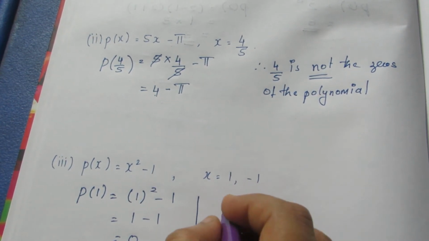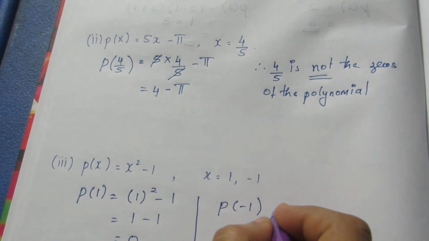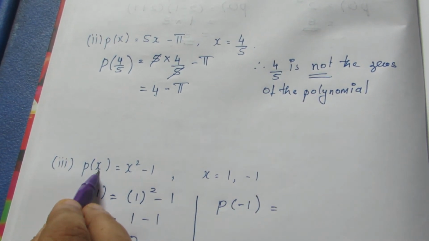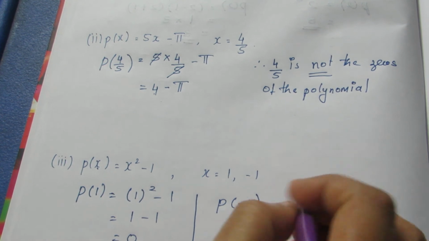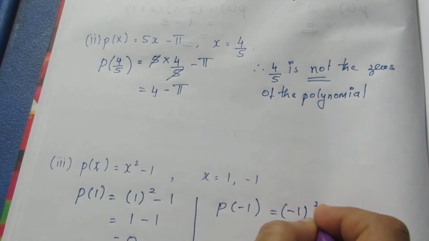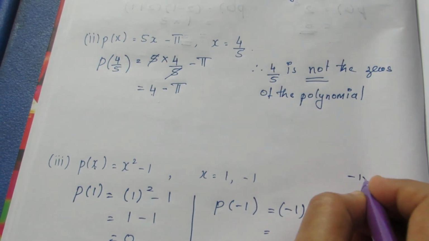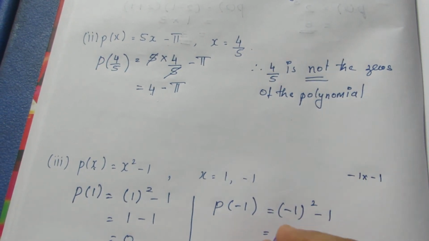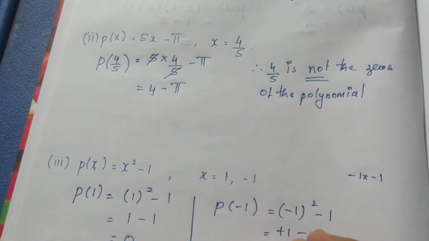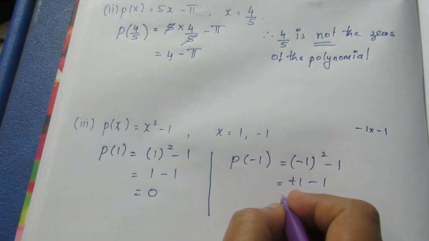Now let me check minus 1 too. So minus 1, substitute minus 1 wherever x is given. So it becomes minus 1 the whole square minus 1. Minus 1 the whole square is minus 1 into minus 1. Minus into minus will become plus, 1 into 1 will become 1, minus 1. So here minus 1 plus 1 is 0.